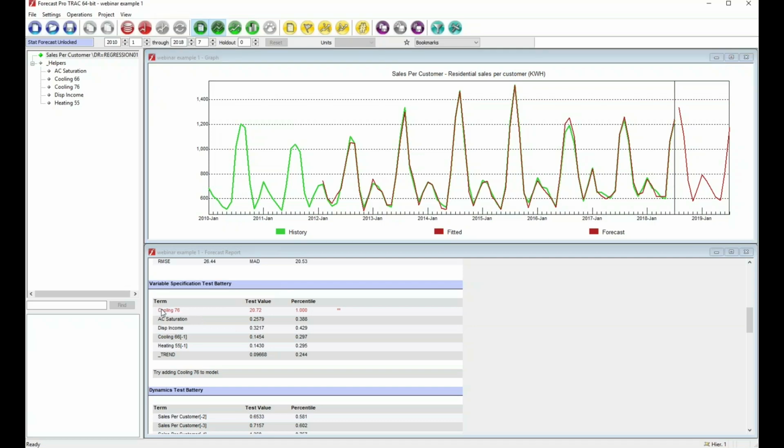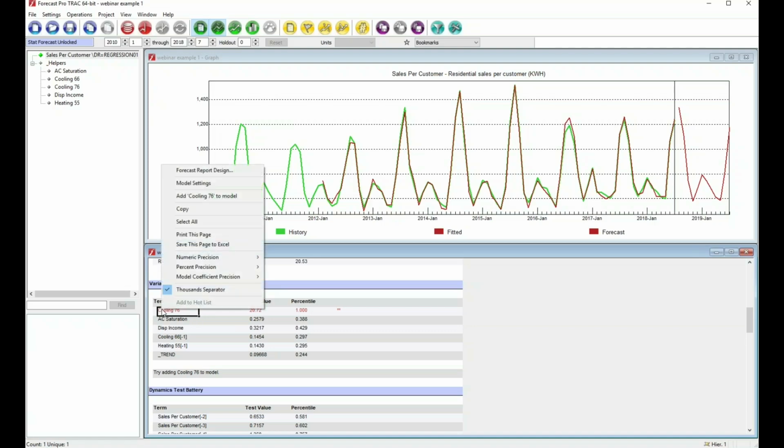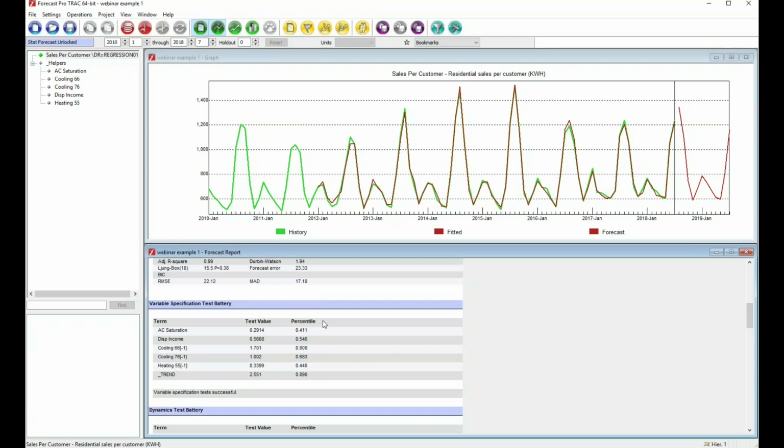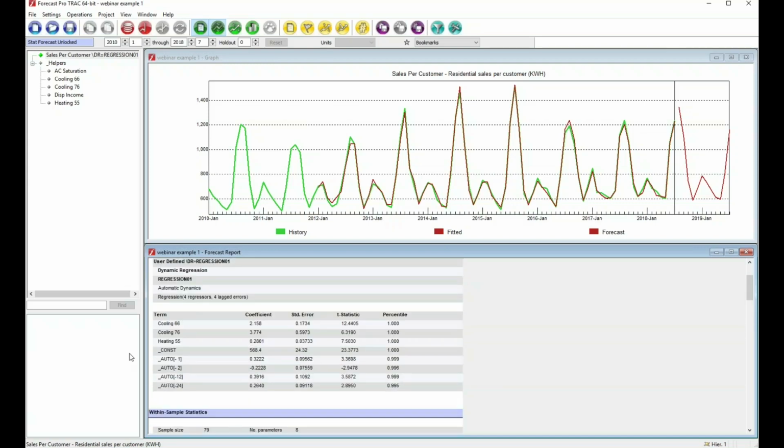So to add it, I'm going to click on it and add it to the model using this menu, and that will rebuild the model, and it now includes that variable. The coefficient for our new variable is positive, which is what we expected. Everything's significant. The dynamics have been recalculated for the new model. That was done automatically by Forecast Pro. And this is now a very good model, and we're done.